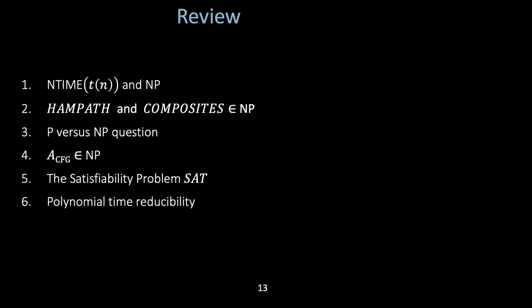To conclude this part of the video, we've talked about N time, NP. We described ham path and composites as examples of languages that are in NP. We talked about the P versus NP question. We discussed that ACFG was in NP. We talked about the satisfiability problem and that it was in NP. And we talked about polynomial time reducibility. So again, N time, NP, P versus NP, ACFG is in NP, and polynomial time reducibility. With these concepts in mind, we can now start talking about NP completeness.